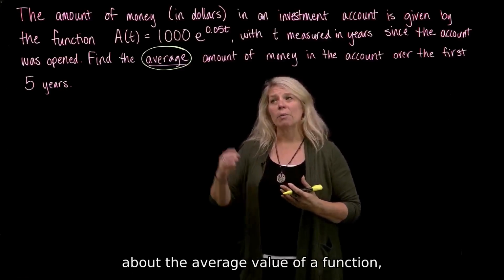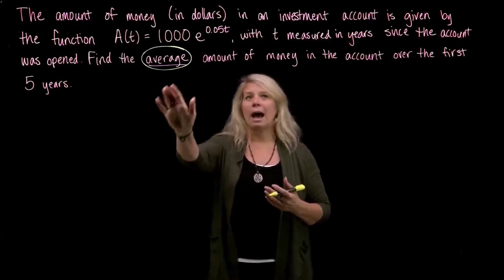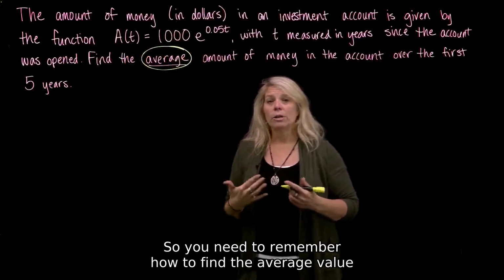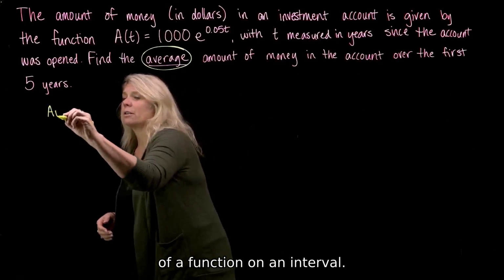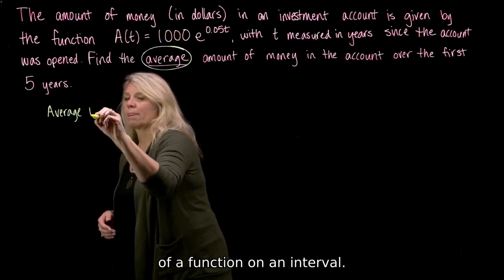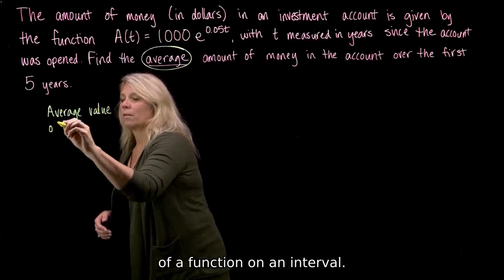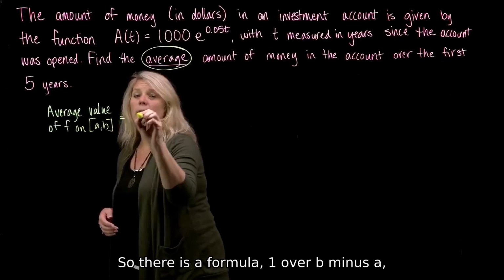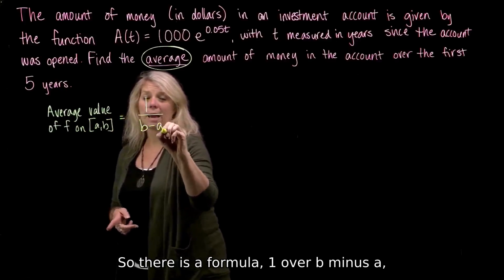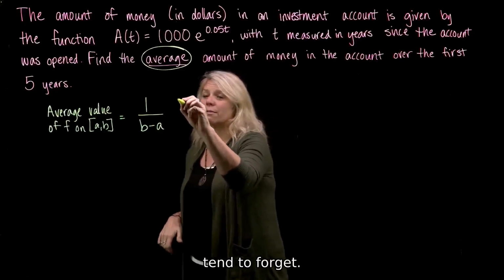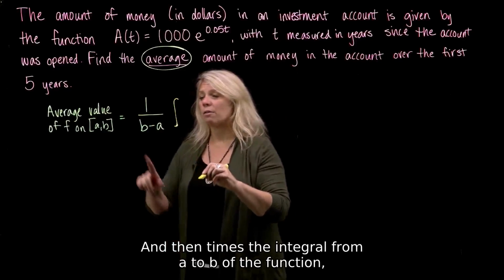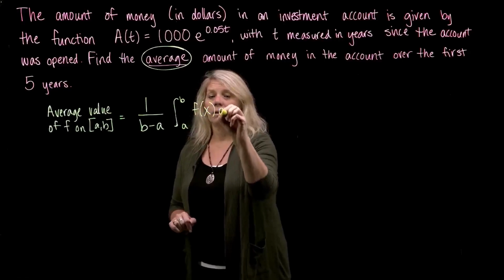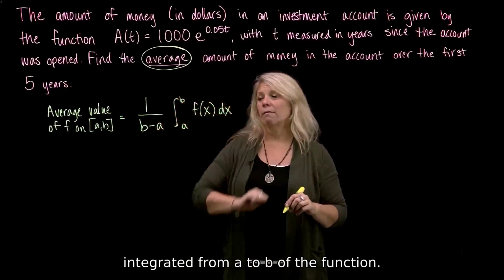So this is really asking you about the average value of a function, average amount of money in the account, and that's what this function gives, the amount of money in the account. So you need to remember how to find the average value of a function on an interval. There is a formula, 1 over b minus a. This fraction out front is what a lot of students tend to forget. And then times the integral from a to b of the function.